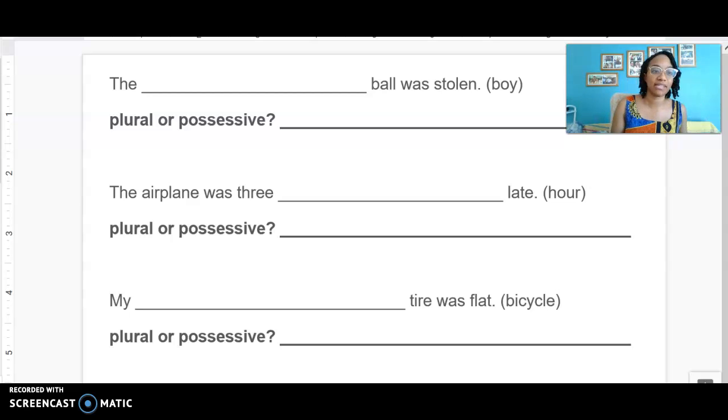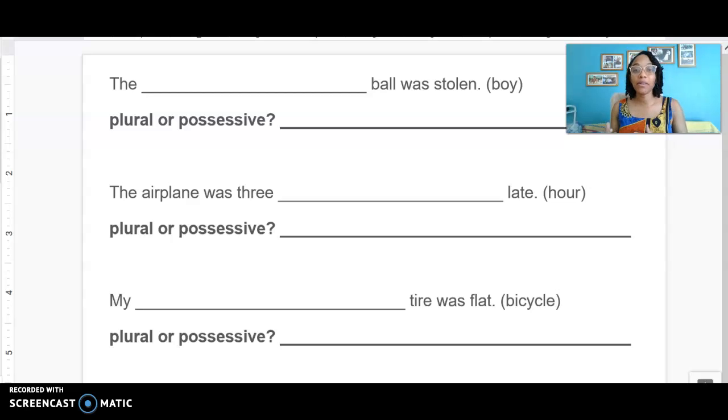Now, here are some examples where we have a noun, but we're not sure if it should be plural or possessive. Let's work through each sentence together. The blank ball was stolen. Now, we have to ask ourselves, is it plural? Are there multiple boys? Or is it possessive? Does the ball belong to the boy? I think what makes the most sense is that the ball belongs to the boy. So we'll say the boy's ball was stolen. Now you notice in my voice, we can't hear any difference, but we're going to spell that boy's B-O-Y apostrophe S because in this case, it shows possession or ownership.